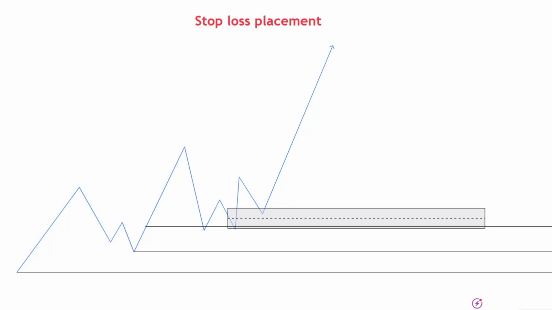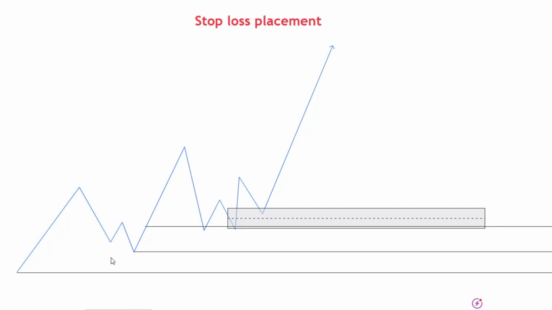The difference between profitable traders and unprofitable traders is one of the ability to use stop loss correctly, or the ability to place stop loss correctly. Let me show you how you should navigate your placement of stop loss in the market whenever you get a trade entry.